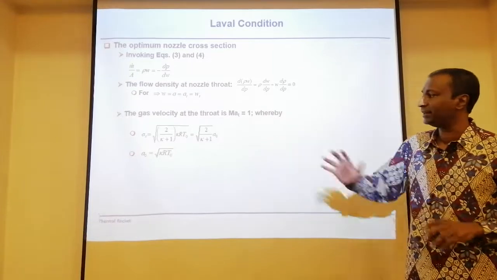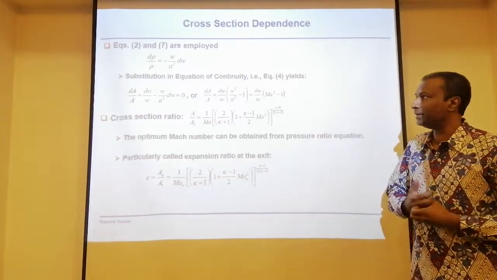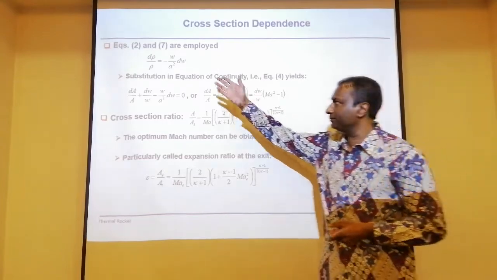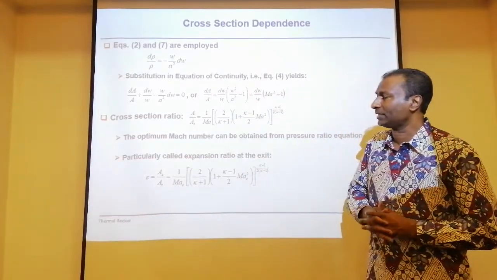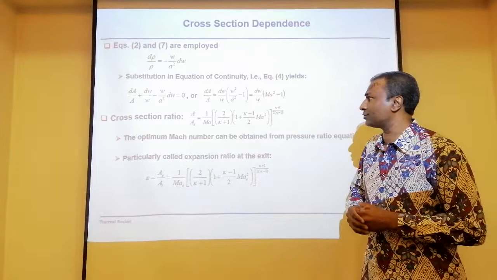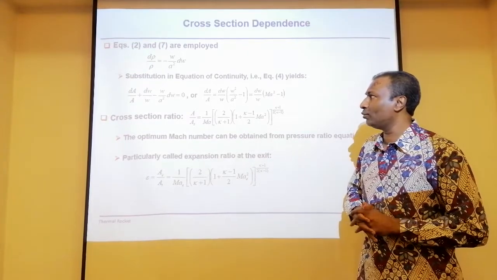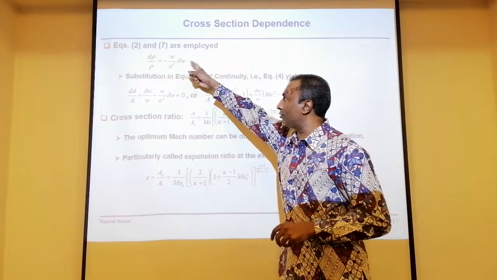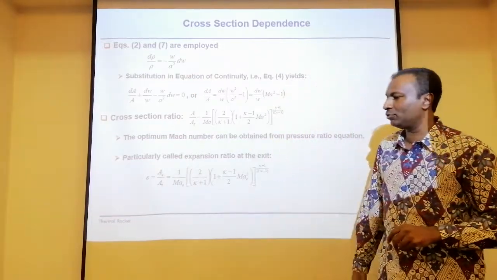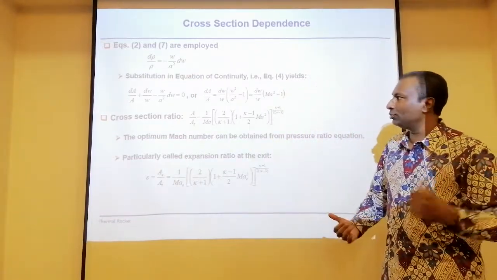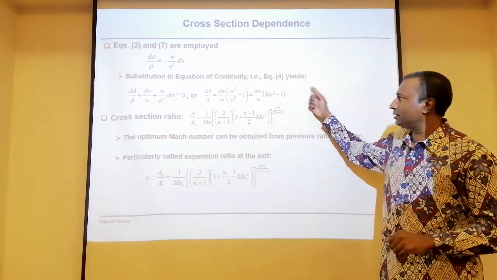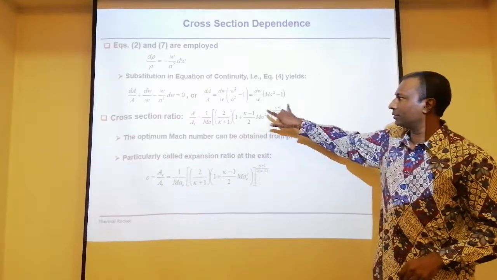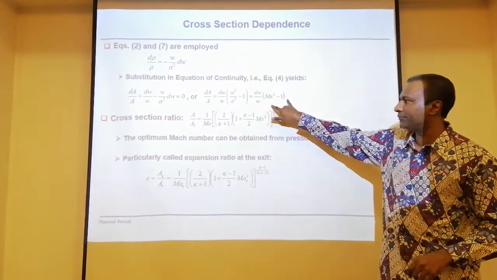Okay, go on. This is just for an exercise. Equations 2 and 7 are employed here. So I know that the differentiation of the density over the density is basically equal to the ratio of W over A2, where A2 is at the throat. So I substitute the continuity equation, this formulation is obtained, and this is the final formulation.